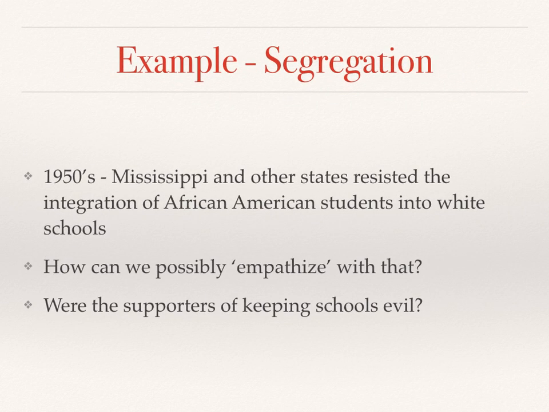Here's an example for you. Up to the 1950s and 60s, during the civil rights movement, many schools and government institutions and local businesses were segregated. African Americans could not use the same institutions as white people. The federal government, in the 1950s, made a decision that all schools would be integrated, blacks and whites going to schools together. Mississippi and some other states resisted this, said it was the state's right to choose, and they weren't going to have integration in their state. How can we possibly empathize with that?